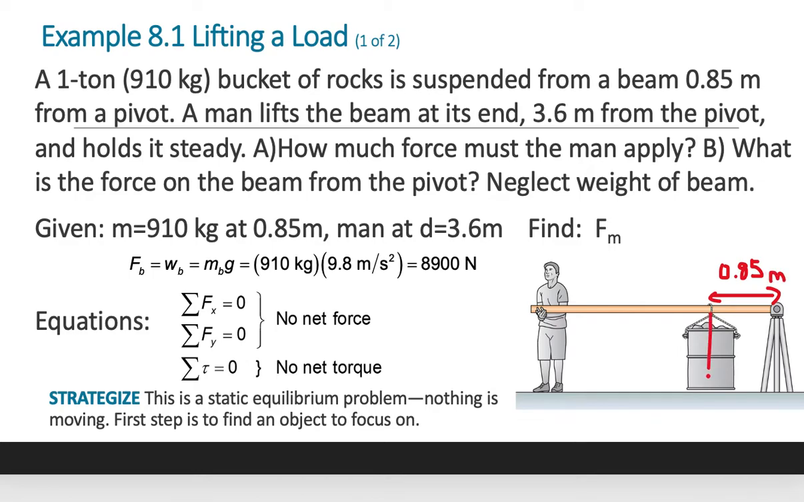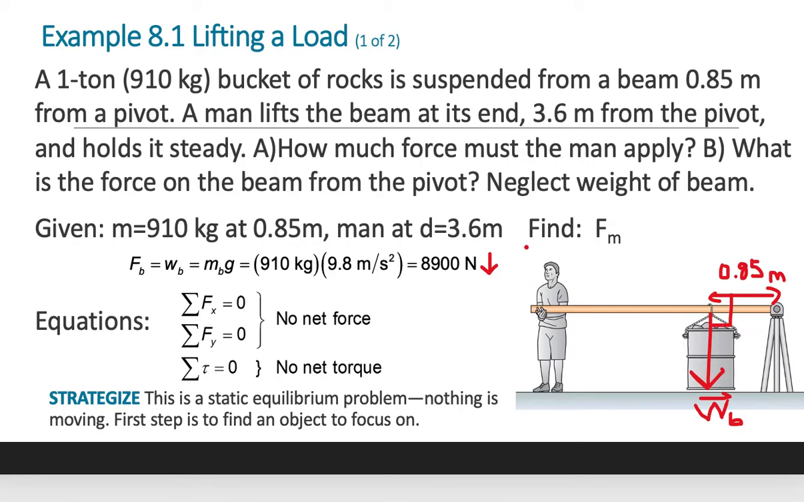Now the weight is pulling down. Luckily for us, the weight and the radius are 90 degrees to each other. We calculated the weight here. The weight is the mass times gravity, which is 910 kilograms times 9.8 meters per second squared, which is 8,900 newtons pushing down. So there's our weight.